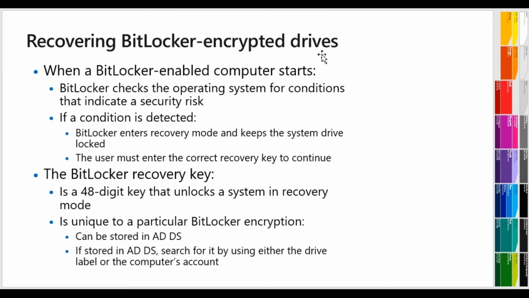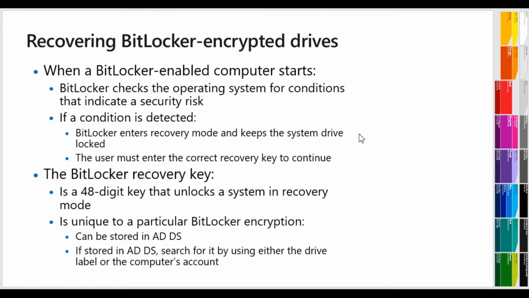Recovering BitLocker encrypted drives. When a BitLocker enabled computer starts, BitLocker checks the operating system for conditions that indicate a security risk. If a condition is detected, BitLocker enters recovery mode and keeps the system drive locked. The user must enter the recovery key and then you can open that one, right? Recovery key is 48 digits, isn't it? We have saved the BitLocker recovery key in the download folder, remember? If you open that file, that is actually the 48-digit key that unlocks the system in recovery mode. That's why you don't save this on the computer. You should save it on some external device or somewhere outside.